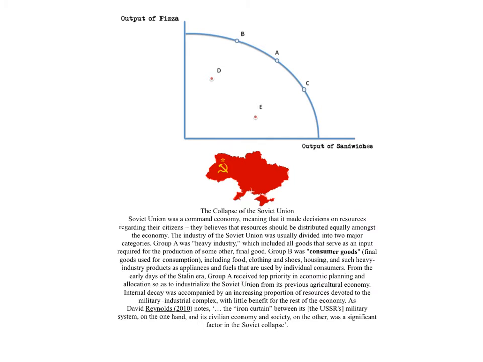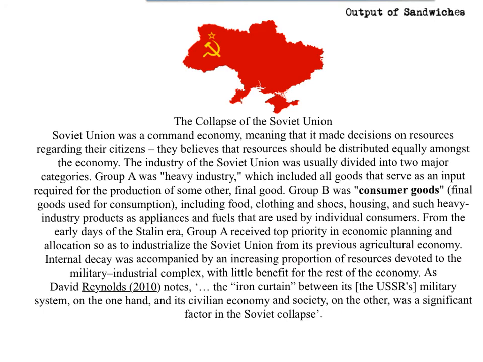Now, a really good example and a historical example of a whole economy is the collapse of the Soviet Union. This is a perfect illustration of the opportunity cost for a government. The Soviet Union, if you're not aware of it, was a communist state. It was a command economy, and what I mean by that is the government made the decisions for the economy. They believed that all citizens were equal.